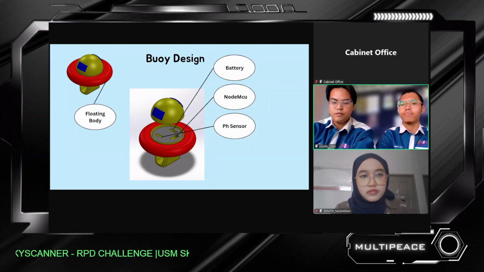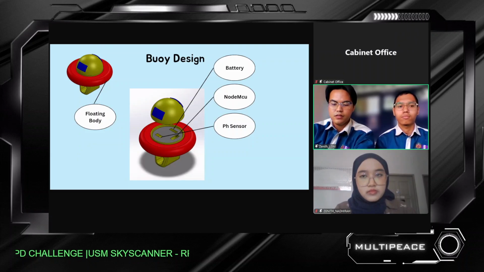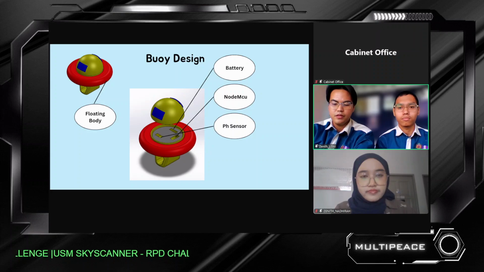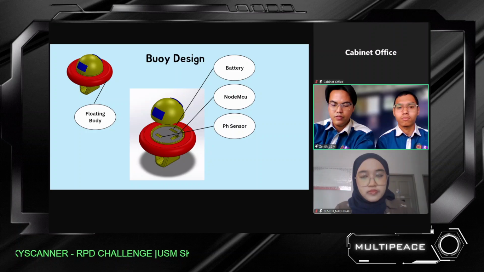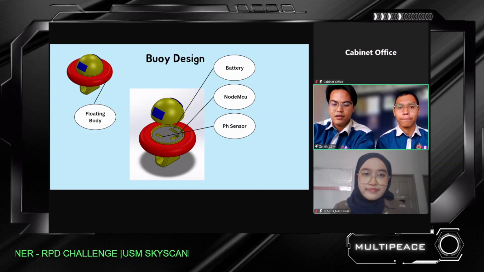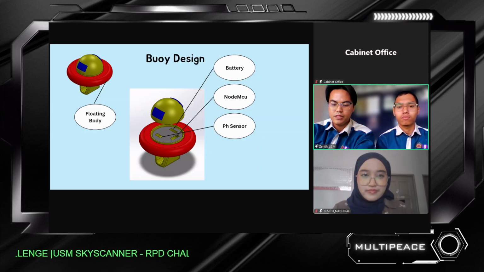For the purpose of the buoy design, we are preparing a stable floating body and enclosed charging compartment and advanced sensing capability. The floating body will ensure the sensor stays above water for accurate reading, and inside the compartment comes the transistor, pH sensor, and node MCU.